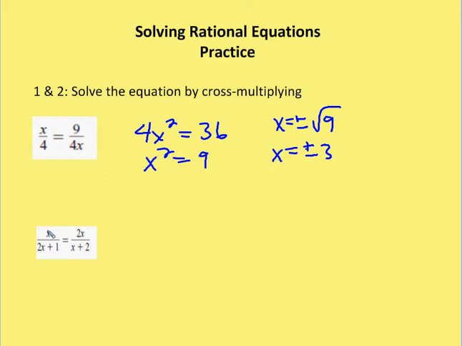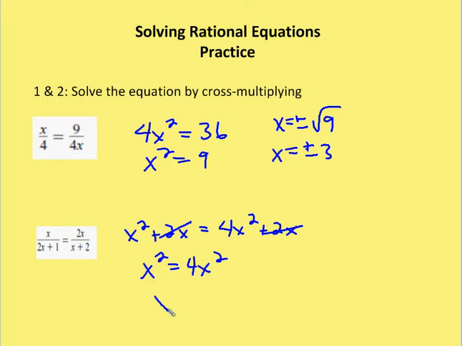Second problem, again, I multiply the numerator of the first times the denominator of the second. I have x squared plus 2x is equal to 2x times 2x plus 1, or 4x squared plus 2x. I subtract 2x from both sides. I'm left with 0 there. I have x squared is equal to 4x squared. If I subtract x squared from 4x squared, I'd have 0 is equal to 3x squared. And the only value of x that makes this equation true is going to be 0.